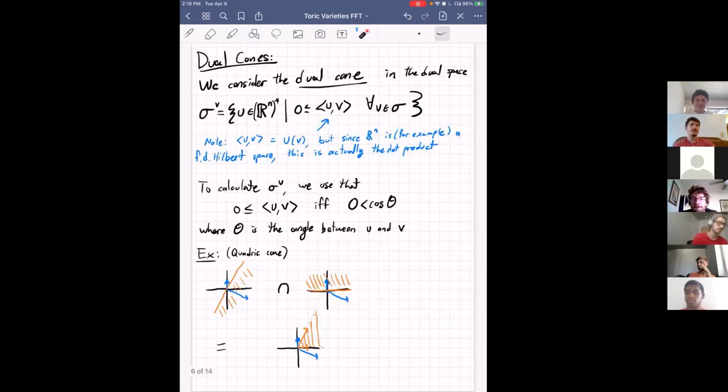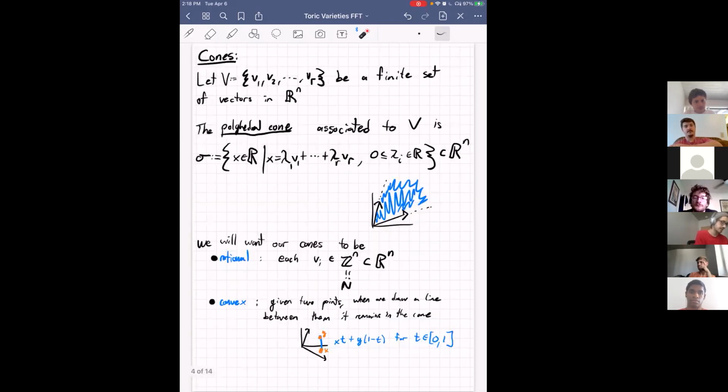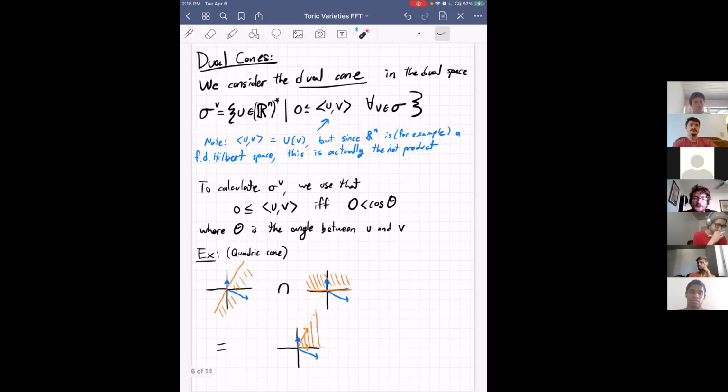Let's talk about the dual cone. We want to consider the cone on the dual space. So that's defined as, sigma is my letter for what a cone is going to be. Given a cone, sigma dual is all of the, maybe you could call them covectors, in the dual space of Rn, such that when you apply them to the original vector, it's greater than 0.